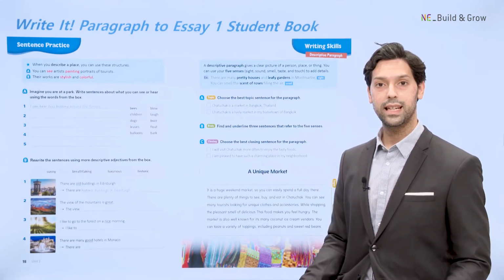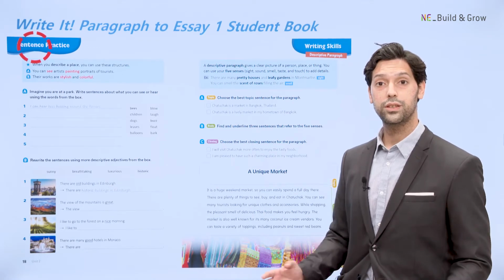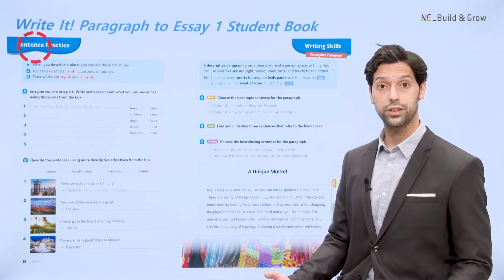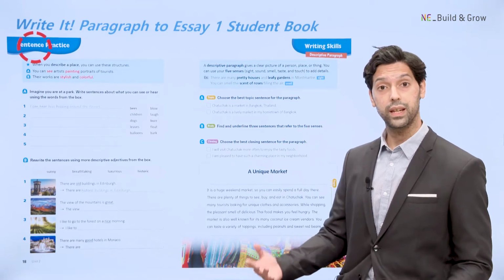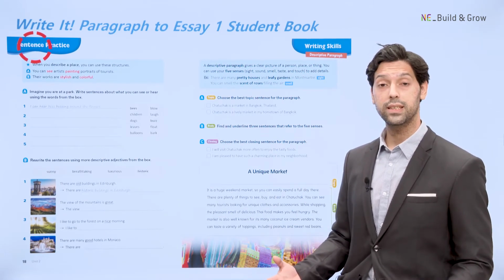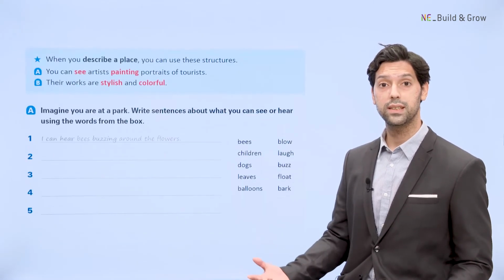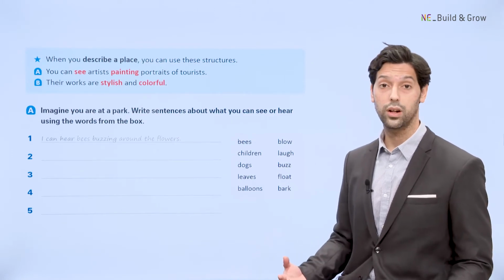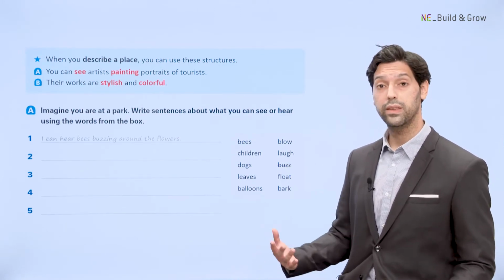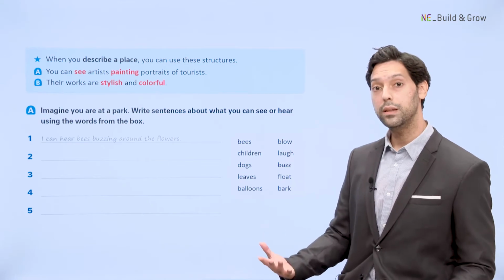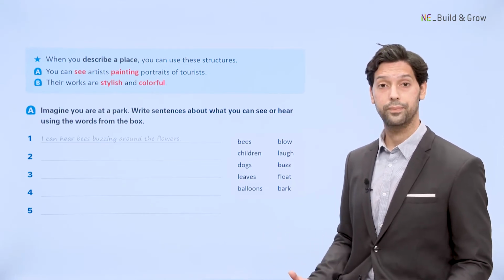Step 3. Sentence practice. Here, students practice the target sentence structures that they will use to write about the given topic. Different activities allow students to practice using the sentence structures from the model text on their own. This will help lay the grammatical foundation for their independent writing later in the lesson.